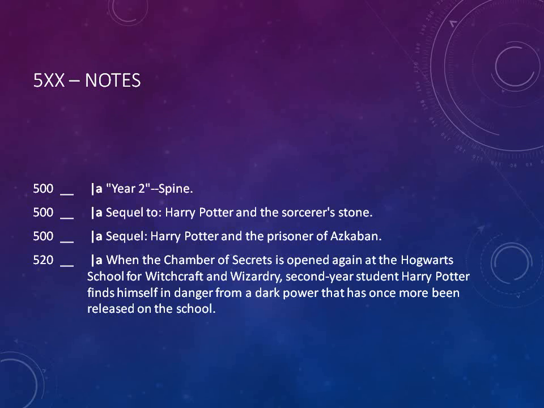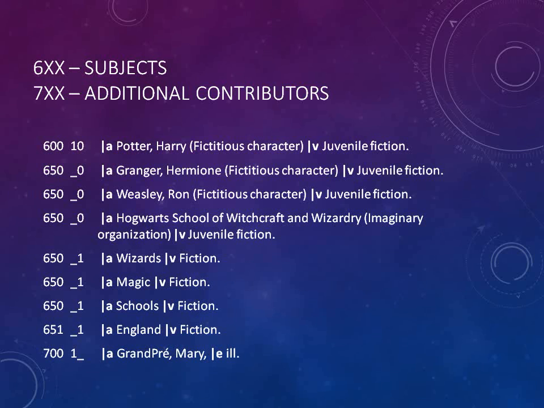The 5XX fields include notes about this book. Here we see the names of the sequel to this book and what book it's a sequel of, as well as a summary of what the book is about. The 6XXs contain related subjects, and you'll see there are many here in this example. And the 7XX here, or the 700, lists the illustrator of this particular publication.